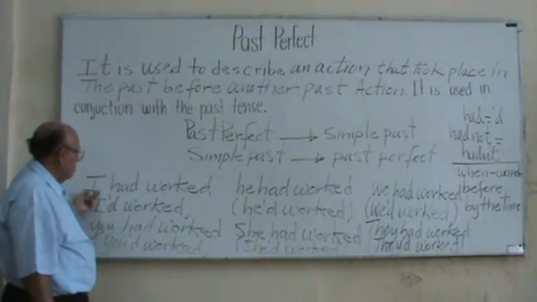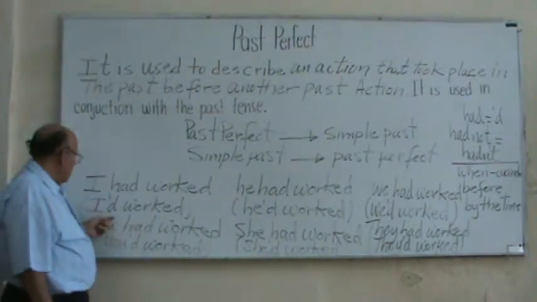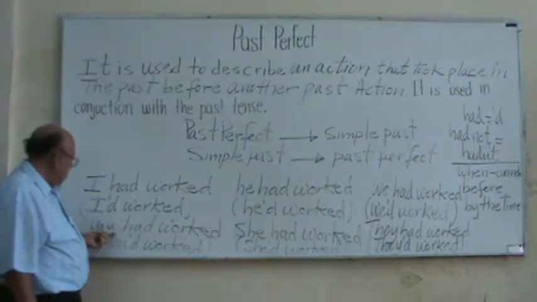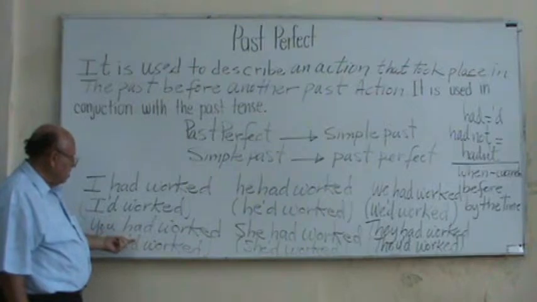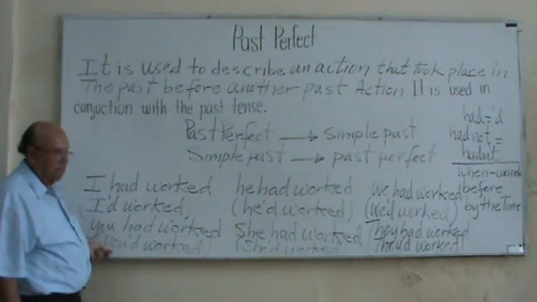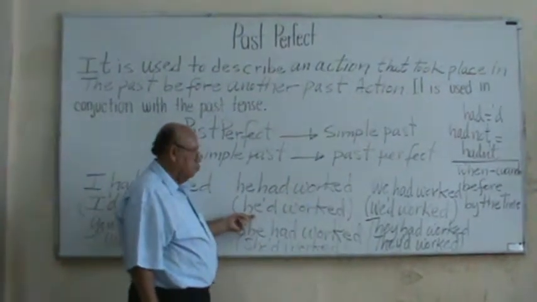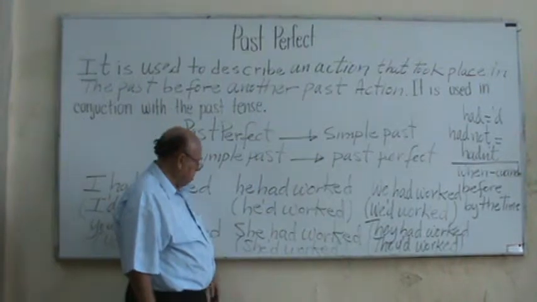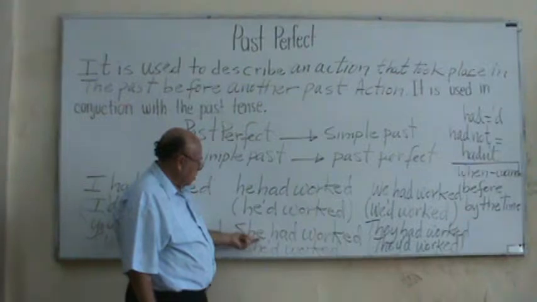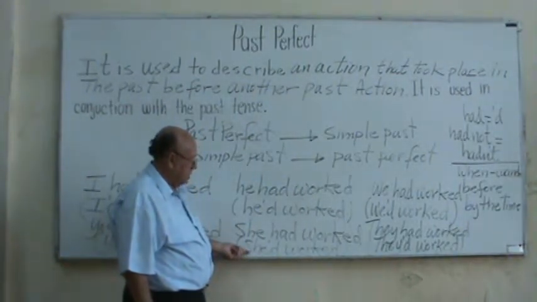I had worked. Yo había trabajado. Había trabajado. You had worked. Tú habías trabajado. You'd worked. Tú habías trabajado. He had worked. Él había trabajado. He'd worked. Él había trabajado. She had worked. Ella había trabajado. She'd worked. Ella había trabajado.